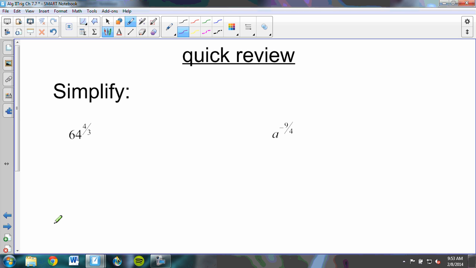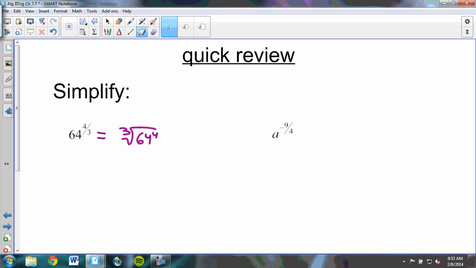64 to the 4/3, I'm going to simplify. Well, 64 to the 1, I can do this with my calculator, of course, but I know that this means the third root of 64 to the 4th. But before I do any of that cube or a fourth power, I don't want to deal with this fourth power up here. I'm going to ignore that at first. And I'm going to do the cube root first.